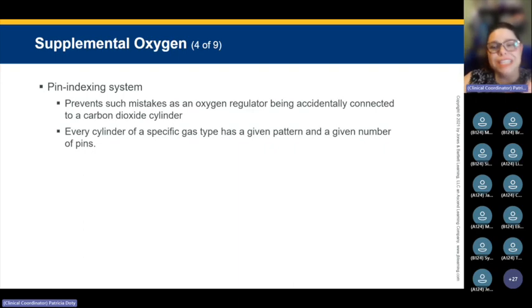Now you have something called the pin indexing system, and this is going to ensure that you are only going to be able to put an oxygen regulator on an oxygen tank. It's just going to prevent you from connecting to maybe a carbon dioxide cylinder or any other type that may be out there.